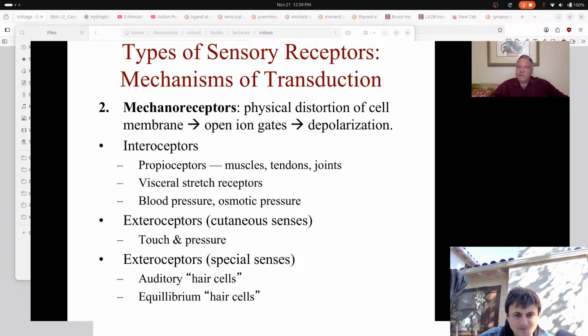Okay, so mechanoreceptor, you're physically distorting the cell. That opens gates. You depolarize, you get a generator potential.